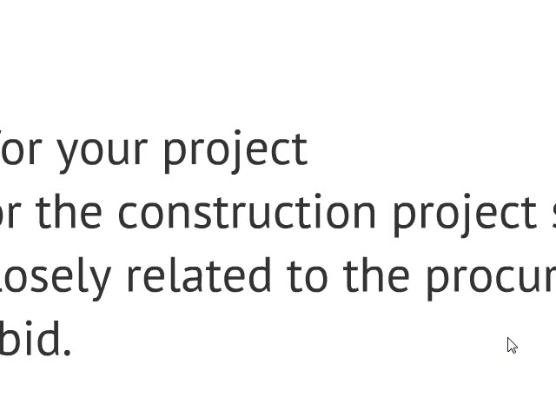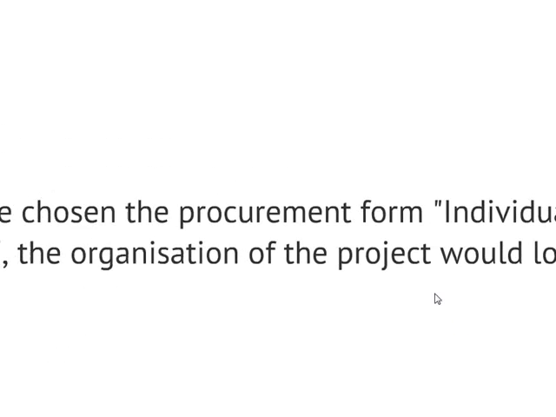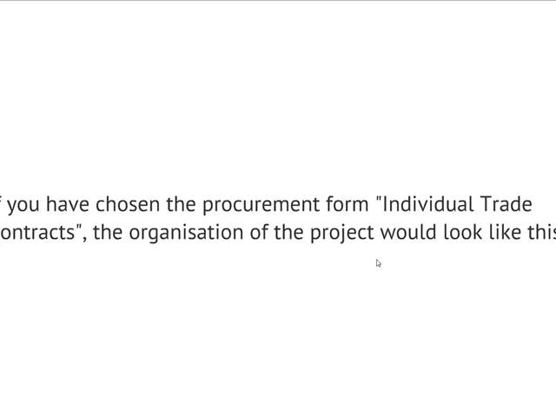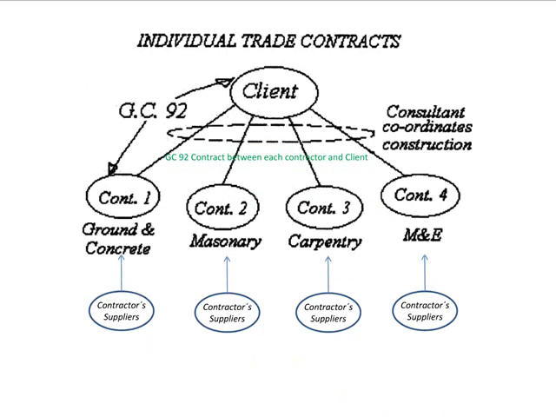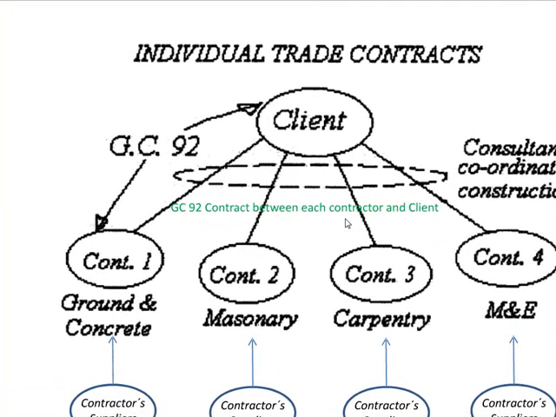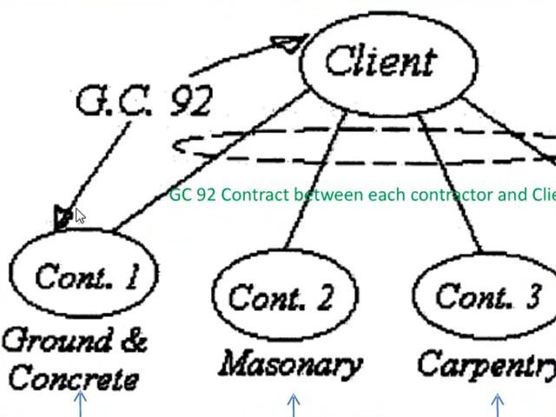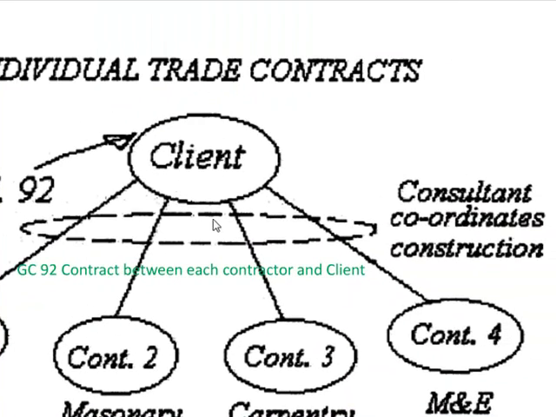And the people in the group can decide which form of procurement they want to use for the 5th semester project. If you choose individual trade contracts, the organization would look like this. You would have a client, and the client would have a contract with each trade contractor. For example, you would have a contract with the groundworks, with the masonry and the carpentry, each of them according to GC 92.